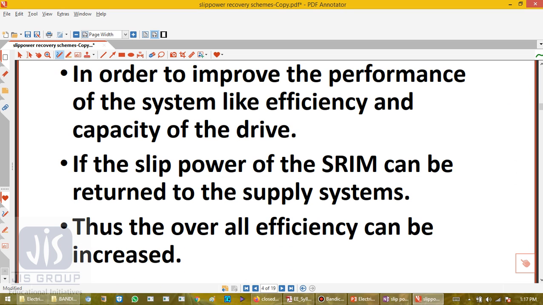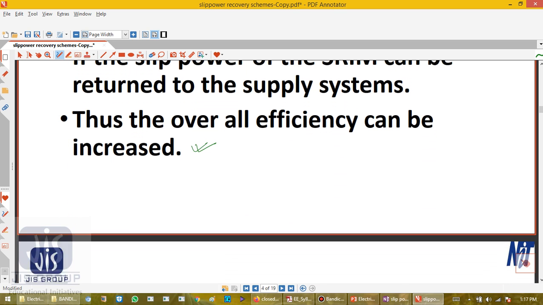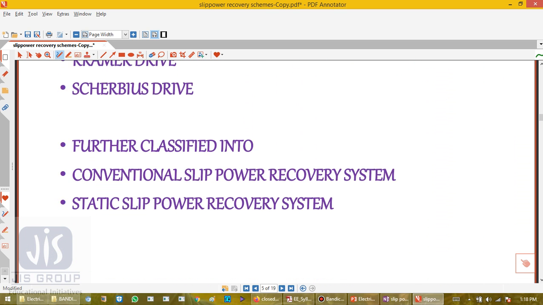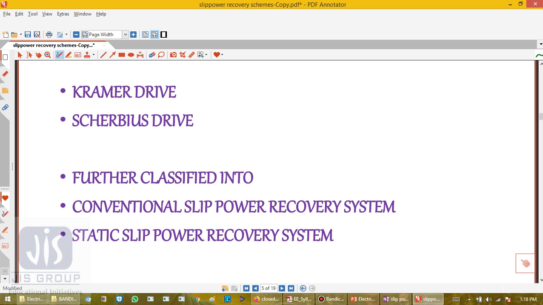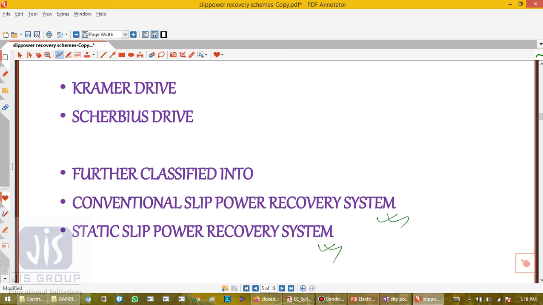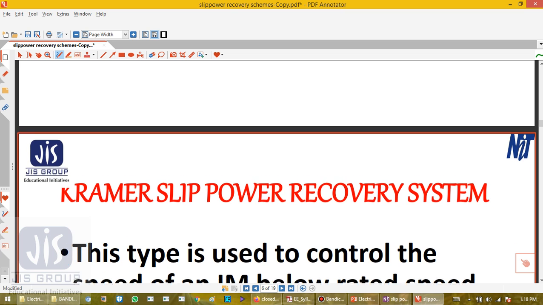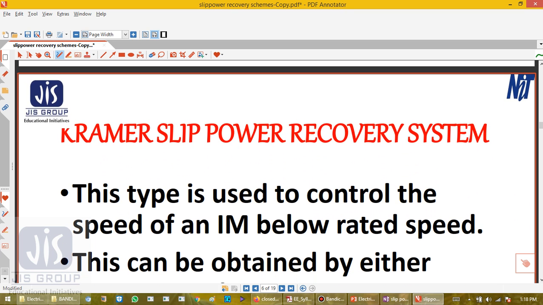Okay. Now, in order to improve the performance of the system, like efficiency and capacity of the drive, we have pumped back the slip power to the supply system, and that's how we have increased the overall efficiency of this slip power recovery scheme. Now, Kramer drives and Scherbius drives are further classified into two categories. One is known as conventional slip power recovery scheme, another one is static slip power recovery scheme. Okay, so now first we will discuss Kramer slip power recovery scheme.